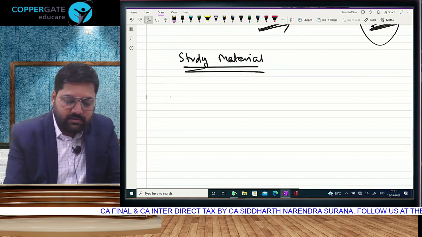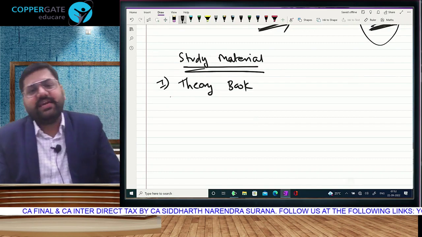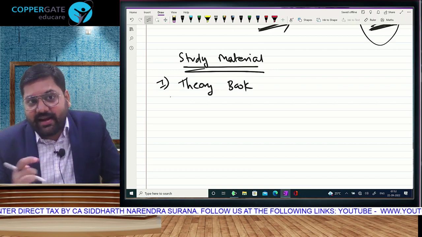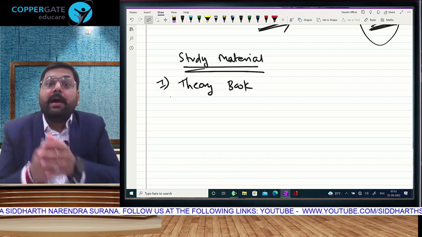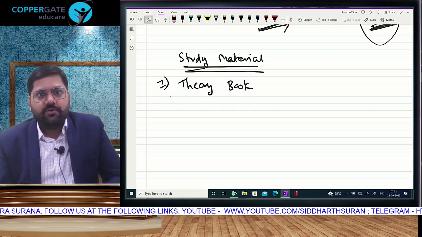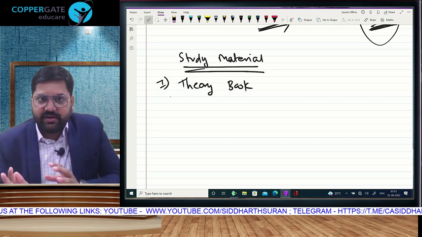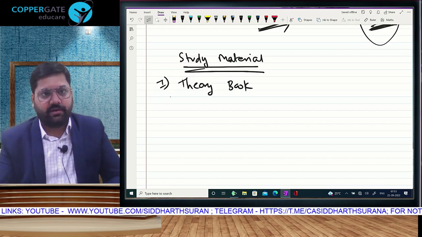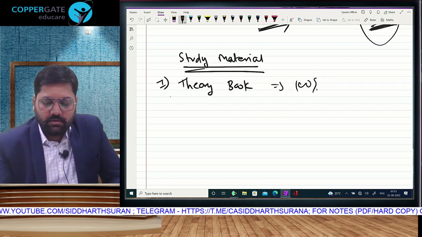Book number 1, we call it the theory book. 100% theory is covered. The detailed language is covered. The Institute's exam language is covered. Bare act, see, you read the section directly from the act and you read from easy language. There is a lot of difference. Those who are doing articleship have an idea about the difference between reading the bare act and reading the ready reckoner. Yes. The theory book is going to cover everything in detail. 100% coverage of your theory.